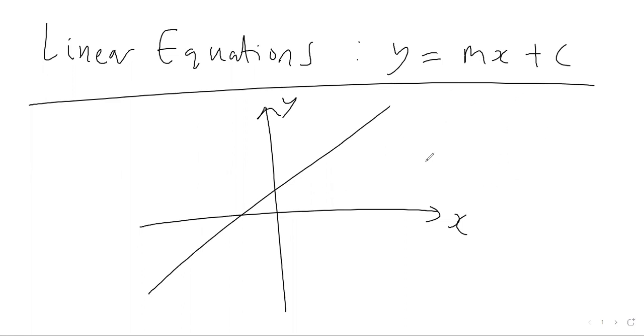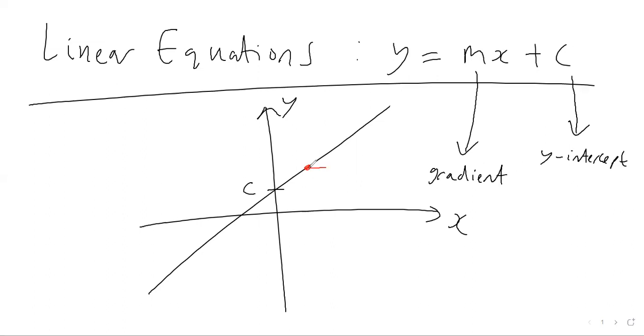The key thing to remember is that this c value at the end there is called your y-intercept. So on a graph, this would be your c value there. Let me just make a note of this: this is your y-intercept. And your m value is called your gradient. So this up here is the gradient.